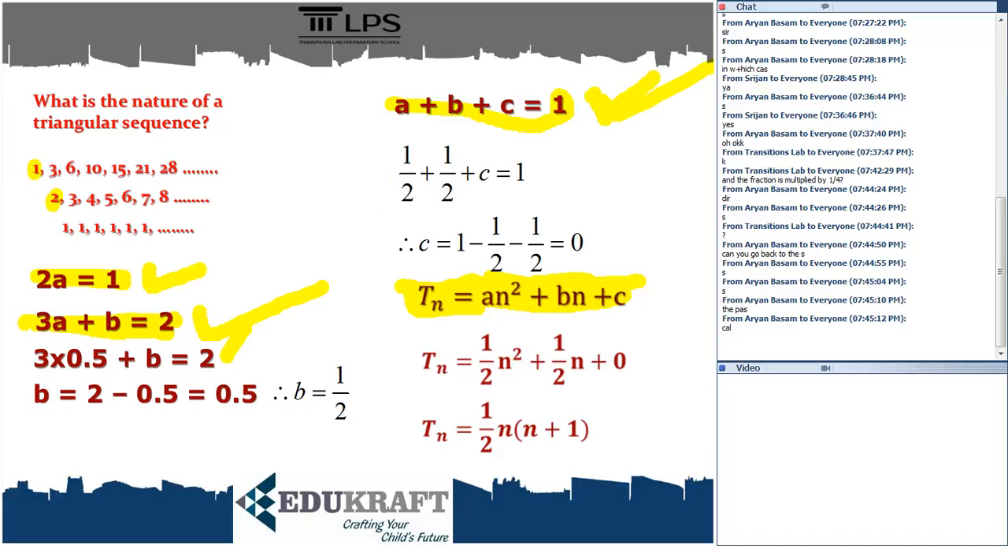okay, I can simply use that in the general expression. Since the value of a is half and the value of b is half, the value of c is 0. The general expression is half n, n plus 1.